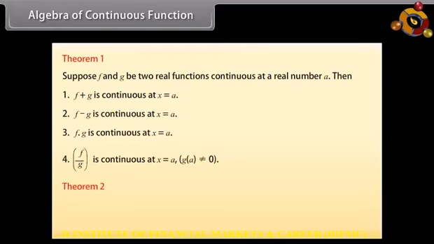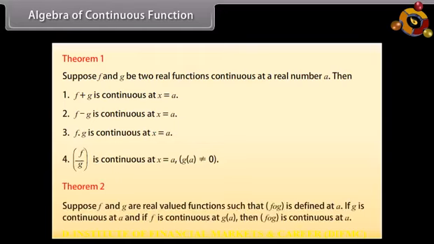Theorem 2. Suppose f and g are real valued functions such that f∘g is defined at a. If g is continuous at a and if f is continuous at g(a), then f∘g is continuous at a.